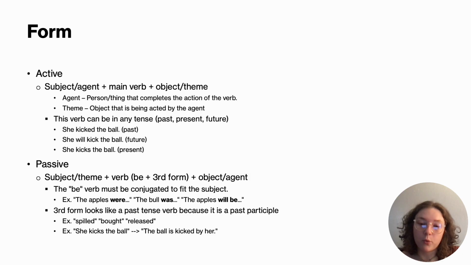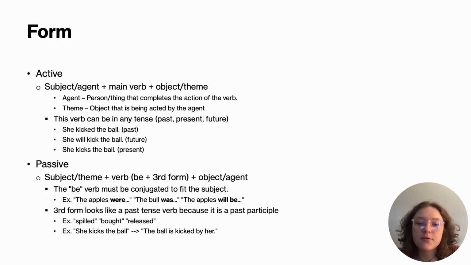Then I have some form work where an active sentence is a subject agent, a main verb, and an object theme. And then we want to talk a little bit about what an agent and a theme are. So much like the questions in the last slide, the person or thing that completes the action of the verb is the agent. So the answer to our first question will be who the agent is in the sentence. Then our theme is the object that's being acted on by the agent. So that's going to be what is receiving the action of the verb.